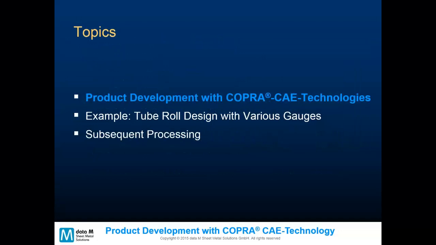So today's topics, we're going to be talking about product development with Copra CAE Technologies. We're going to look at an example of tube roll design with various gauges, adapting these technologies, and then finally looking at some subsequent processing, some possibilities beyond the roll forming process itself using these technologies.